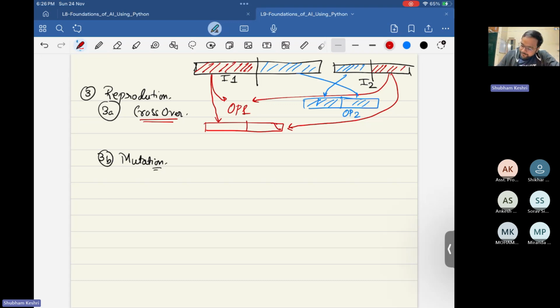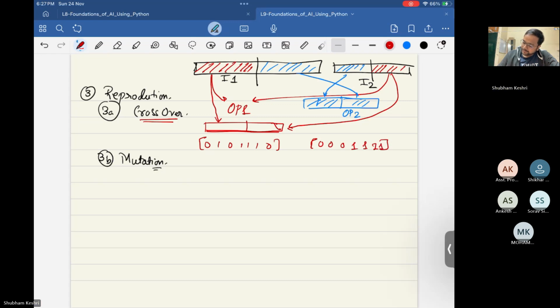Now once we have the children's chromosomes, we will take one example. Suppose we are talking about this knapsack problem. Suppose this was the knapsack individual 1, which has seven elements, and this is individual 2. Now what will we do? We'll randomly pick one crossover point. Suppose we have picked the crossover point like this. Now we can generate two individuals.